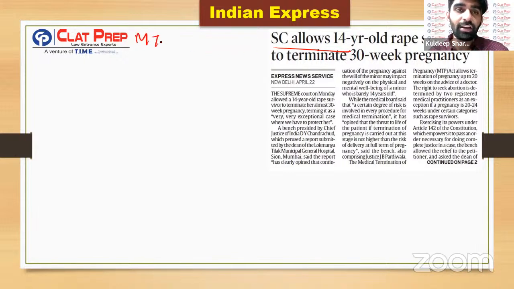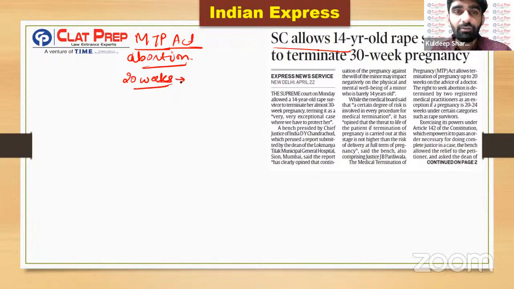So if you know that there is a particular act known as the Medical Termination of Pregnancy Act, which provides for abortion laws, that in which situation abortion is allowed. The general rule is that up to 20 weeks, as long as the pregnancy is 20 weeks old, one registered medical practitioner, simply a doctor, can perform an abortion.